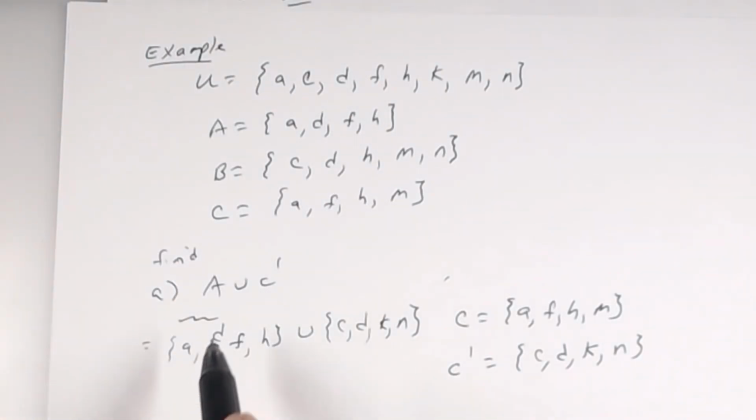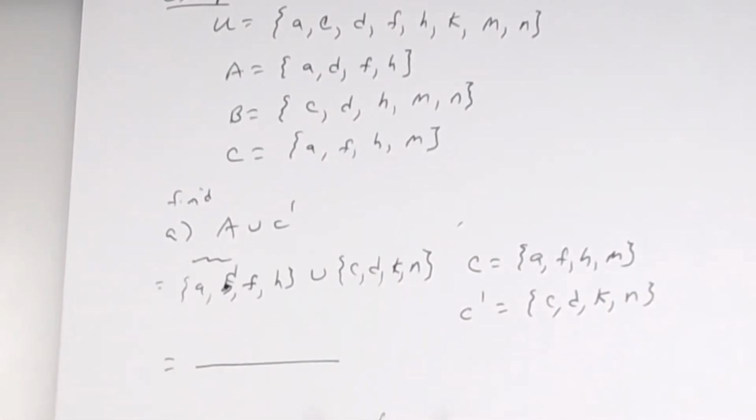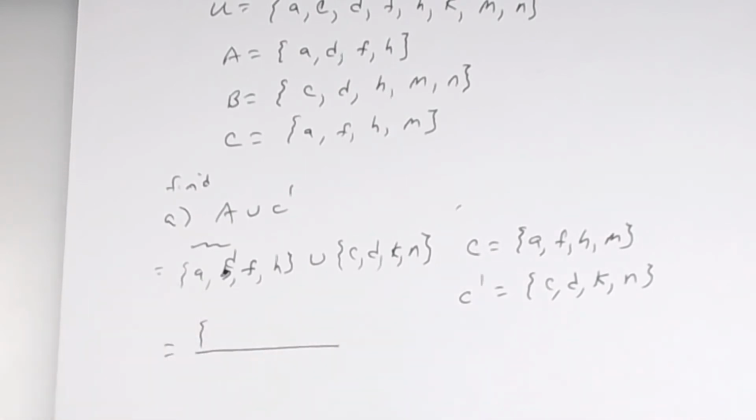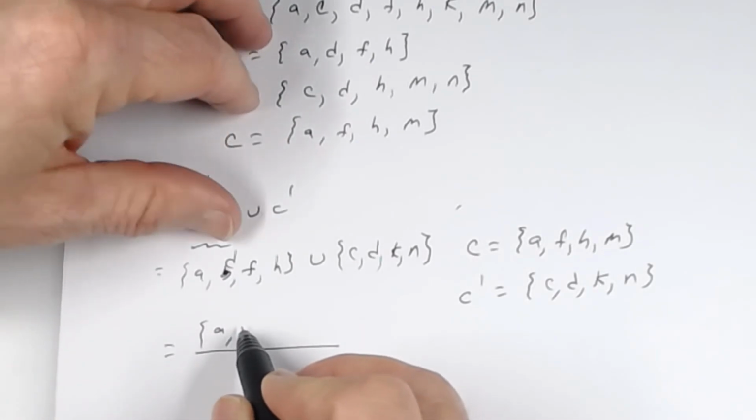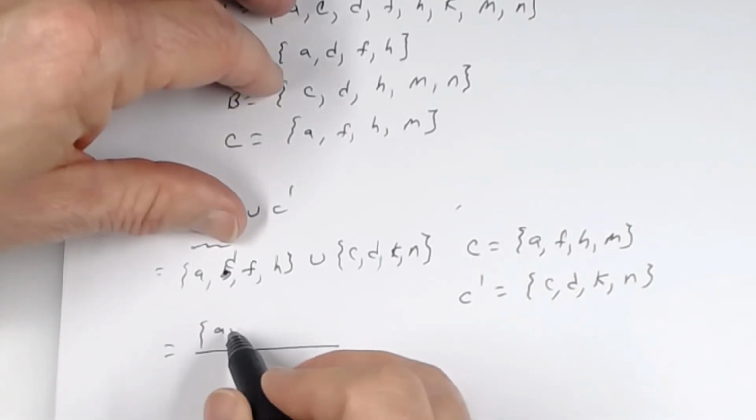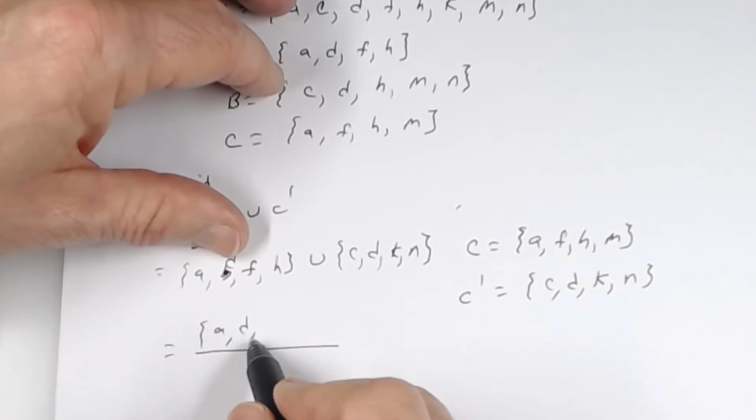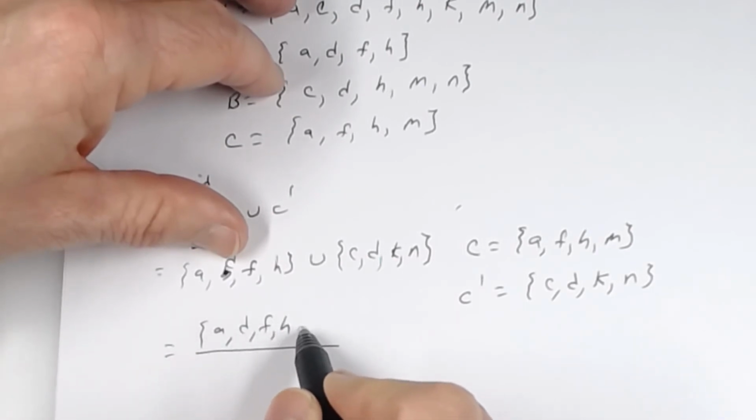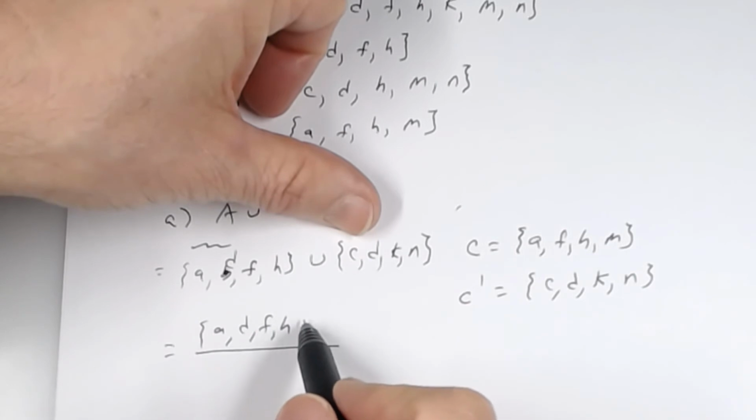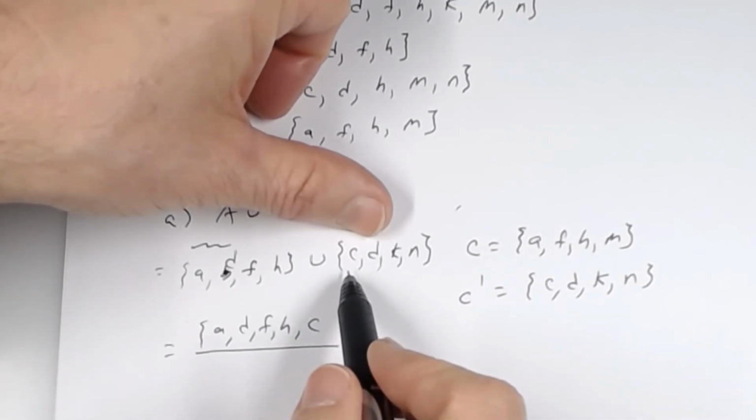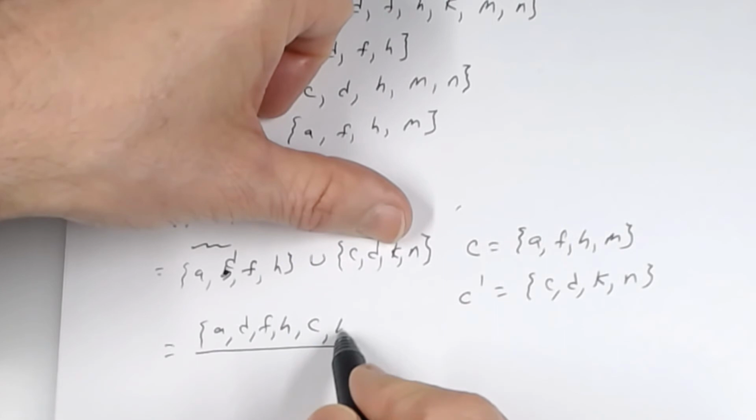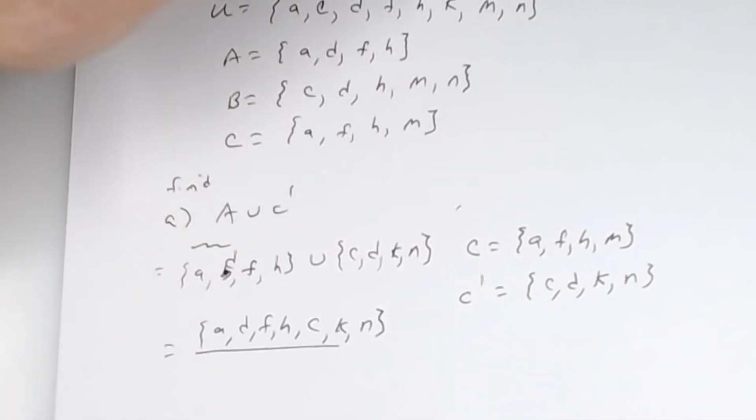And so therefore A union C complement would equal all the elements together. So what are they? Let's just list them like this: A, D, F, and H, right? Then I'm going to include the other set. C, I already have D listed. You only list it once. K, and then what? N. All right. So that's A union C complement. So you see the process you go through? Okay.